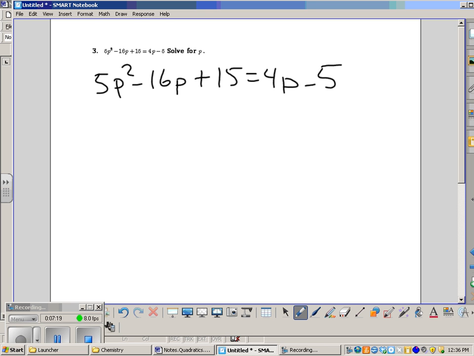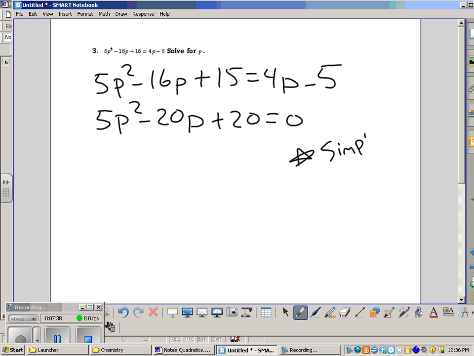Okay, 5p squared minus 16p plus 15 is 4p minus 5. Let's again solve for 0. A key thing here is to simplify whenever possible. So simplify by dividing by 5. What's 20 divided by 5? It is 4.